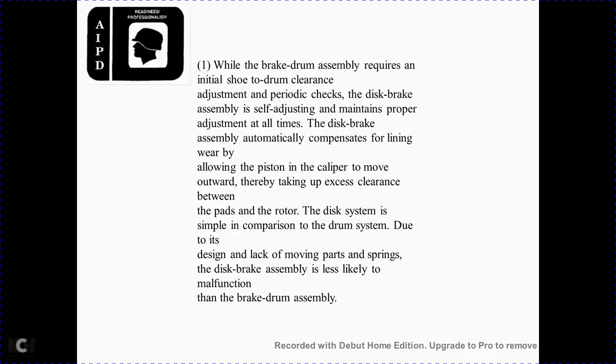While the brake drum assembly requires initial adjustment of the drum clearance and periodic checks, the disc brake assembly is self-adjusting and maintains proper adjustment at all times. The disc brake assembly will automatically compensate for lining wear by allowing the piston in the caliper to move outward, thereby taking up the clearance between the pad and the rotor. In comparison, the drum system, due to its design and the movement of the springs, is more likely to malfunction than the disc brake assembly.